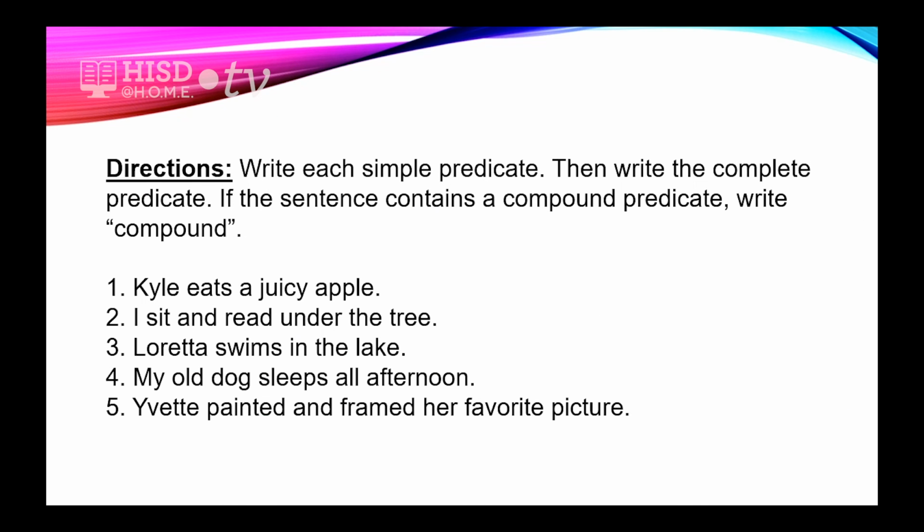Let's practice. So you're going to write each simple predicate. Then you're going to write the complete predicate for each sentence. If the sentence contains a compound predicate, I want you to write compound. So again, in your notebook, you're going to number it 1 through 5. And for each sentence, you're going to determine what is the simple predicate, what is the complete predicate, and does this sentence contain a compound predicate?